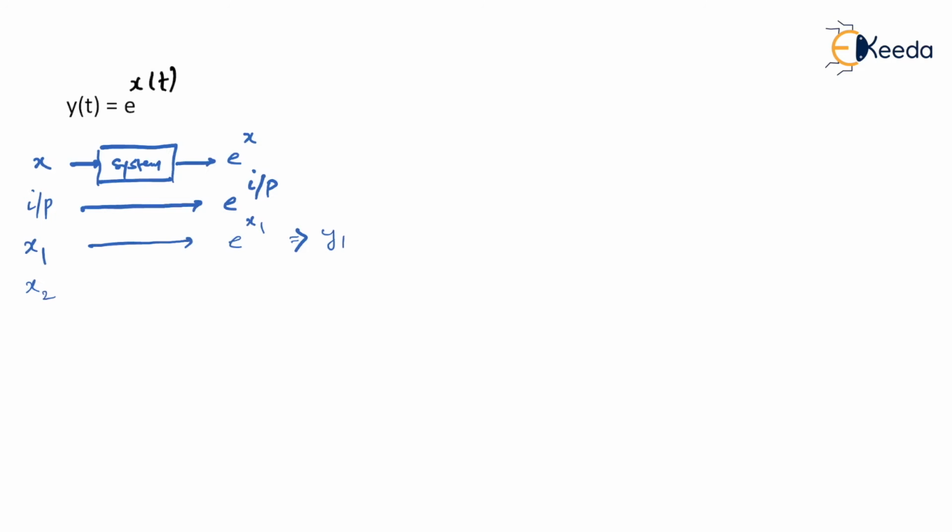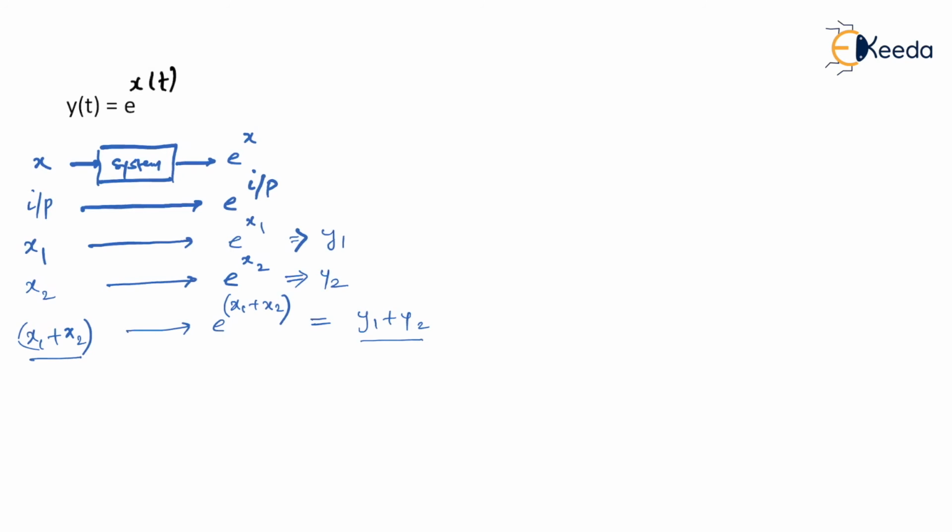If you apply input as x2, then it must give you output as e to the power x2. Let's say it is y2. If you apply input as x1 plus x2, understand, now input is x1 plus x2. Output will naturally be e to the power x1 plus x2. See to it, is that equal to y1 plus y2? Because by additivity principle, if you apply x1 plus x2 as input, output must be y1 plus y2.